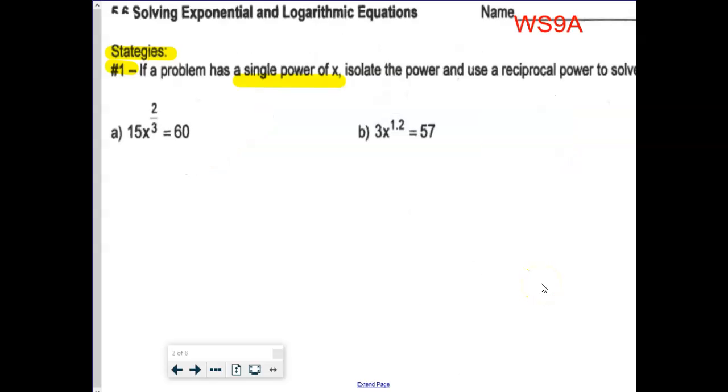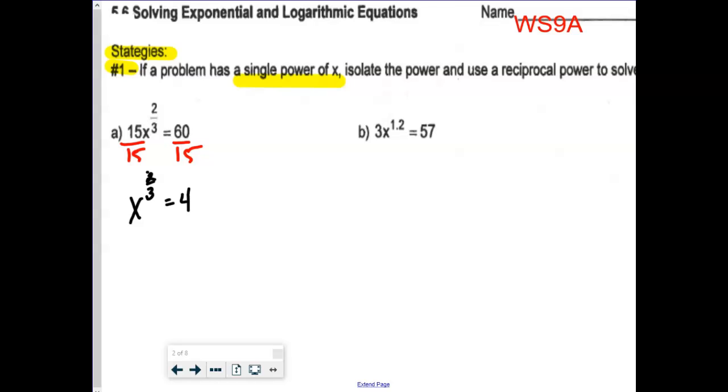So on worksheet 9A, I don't really think these two problems belong on this page. They're just here to show you the difference between what we are going to be talking about and what kids confuse it with. This is actually a rational power equation, something we did back in chapter 2. To solve it, you need to isolate the variable. Your first step would be to divide by 15 on both sides. So right now you have x to the 2/3 power equals 4.